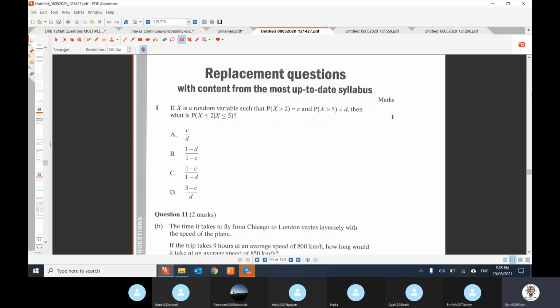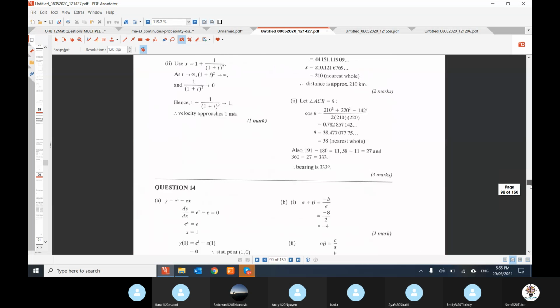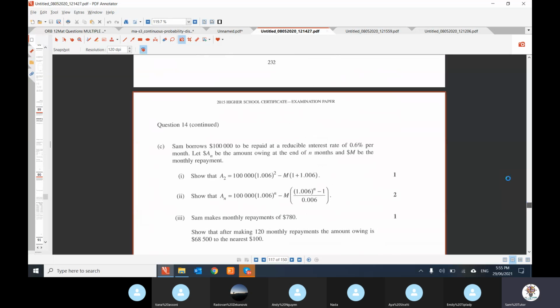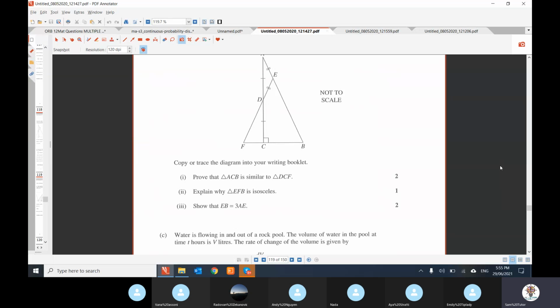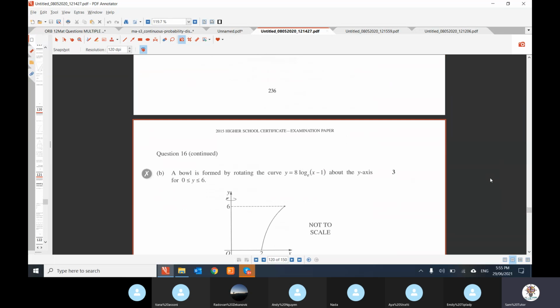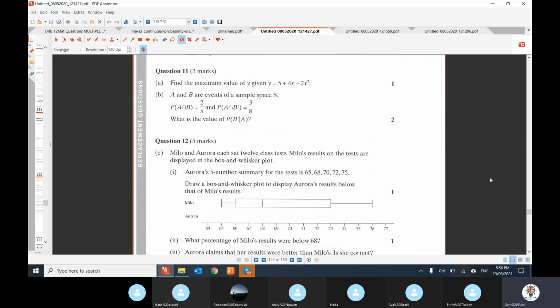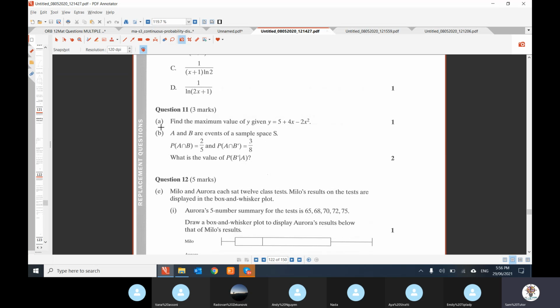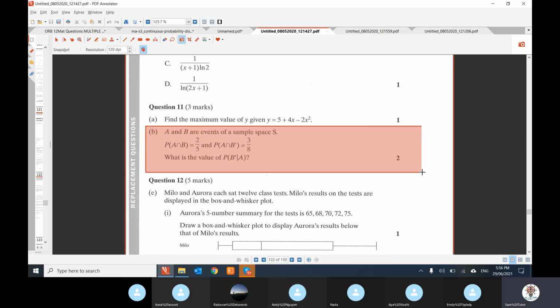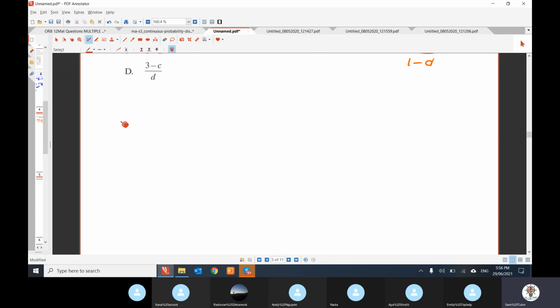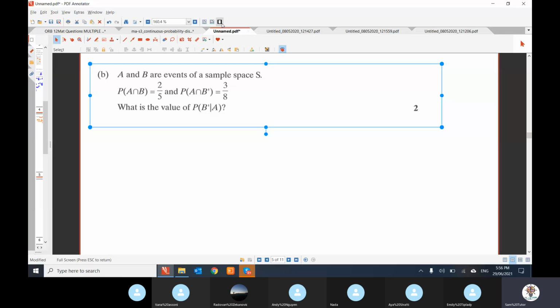2015, 11B. 2015, 11B. B. I think Amelia is trying to teach us. Yeah, exactly.